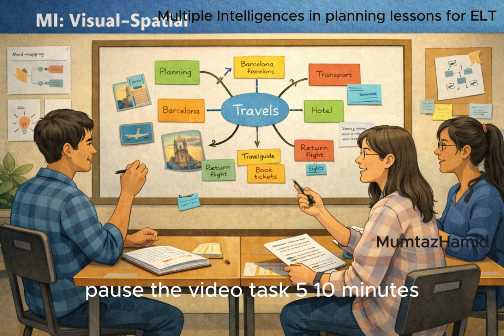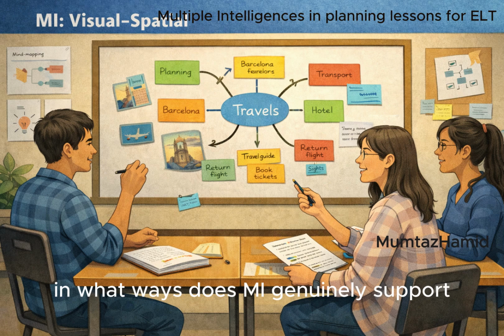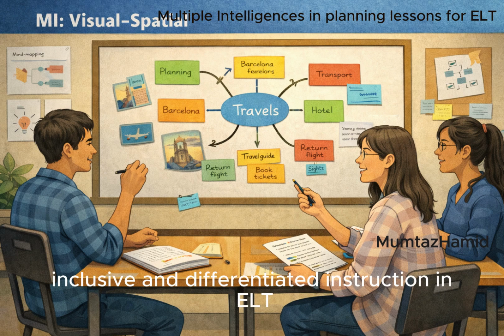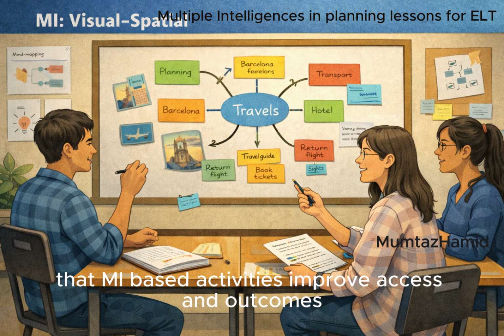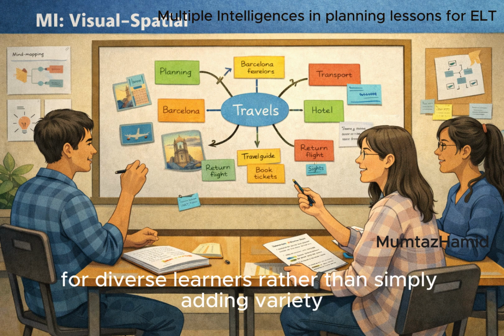Pause the video. Task 5, 10 minutes. In what ways does MI genuinely support inclusive and differentiated instruction in ELT? And how can teachers verify that MI-based activities improve access and outcomes for diverse learners rather than simply adding variety without pedagogical impact?